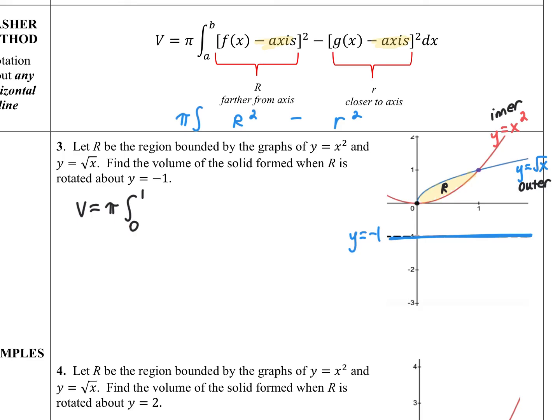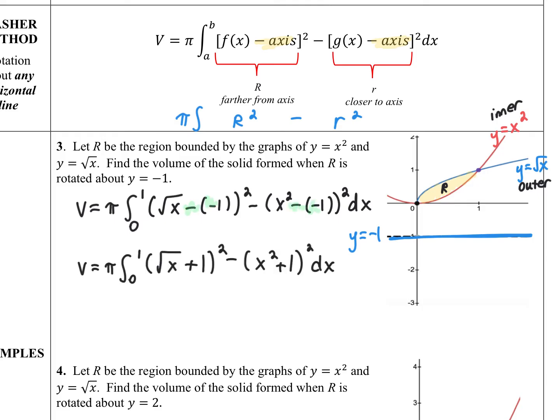My formula up here says to find the function that's your outer function, which I've decided is the square root of x, and just subtract what your axis of rotation is, which is -1. And it looks like this. So f of x minus -1, because that's my axis of rotation, minus, and then the same thing using my x squared. These double negatives both turn into adding. And it gives me this as my integrand. Pretty much all I did was follow this formula up here.